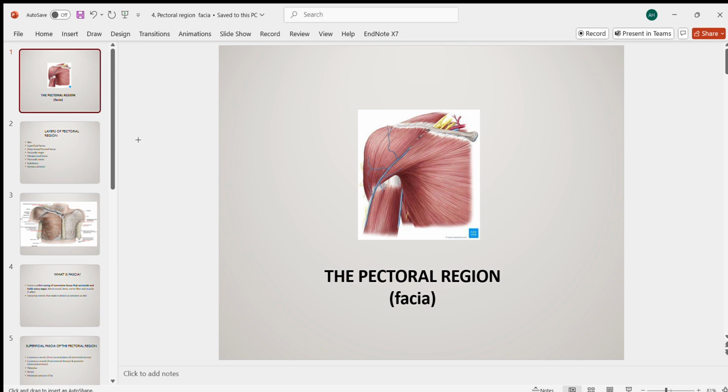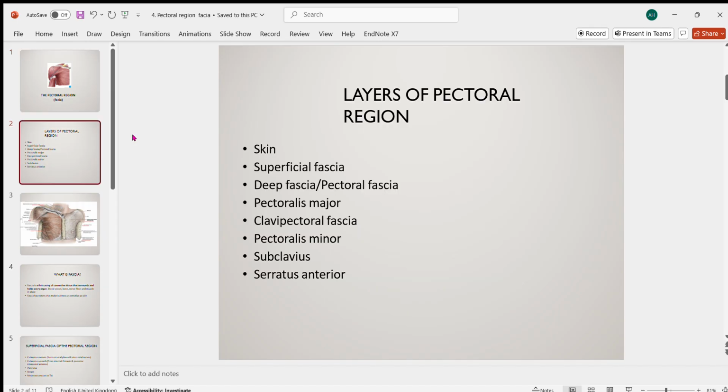Today I'm going to discuss the pectoral region fascia. So first of all, what are the various layers of the pectoral region that we go through if we dissect from the surface or the skin?